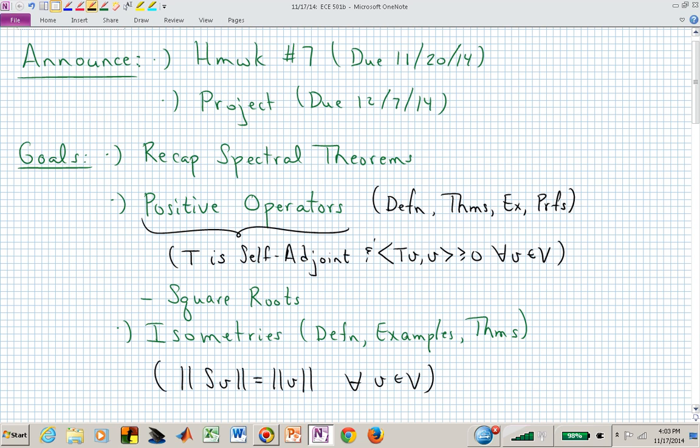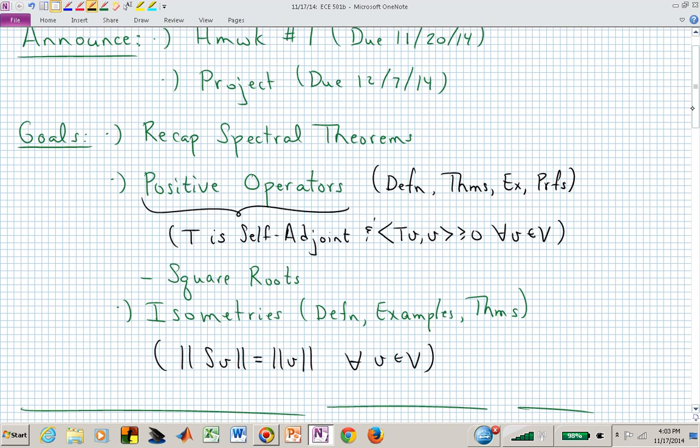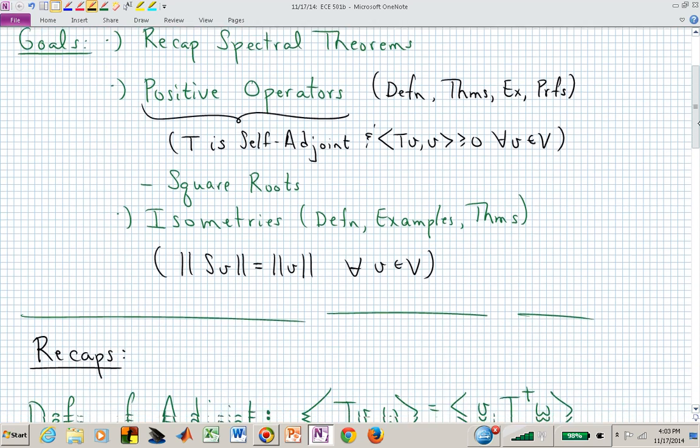And once we have something that's positive, we can start thinking about square roots of operators. And again, then we will look at these isometries, which, if you look at this norm behavior, S is now an operator that's an isometry. It preserves the norm. That's one of its properties.